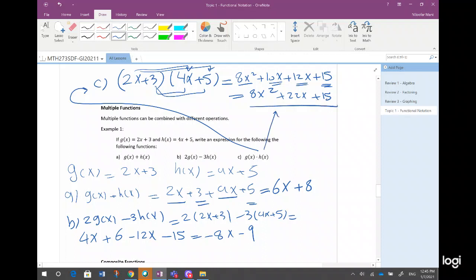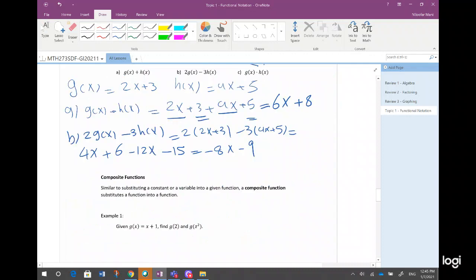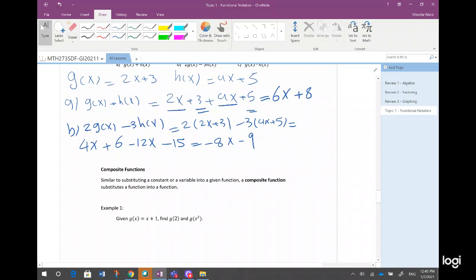So I can add functions, I can multiply functions. Now I finish here, and because composite function is very important, I want to talk about it in another video. So this is the end of video number 1, and I will continue after.